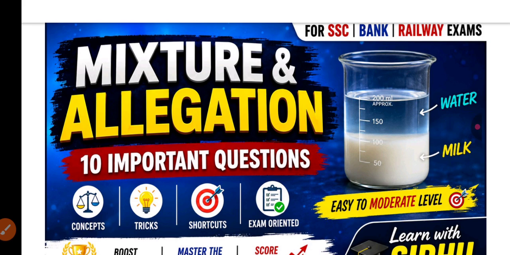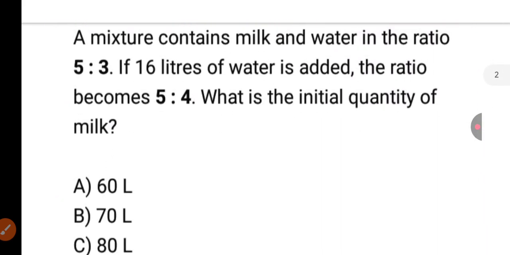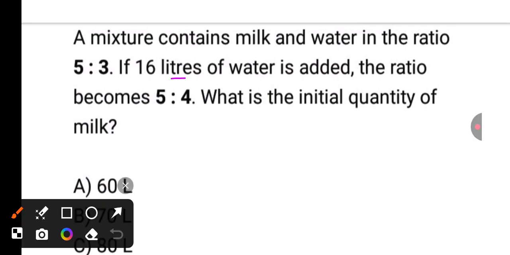Today's topic is mixture and alligation. Question number 1. A mixture contains milk and water in the ratio of 5:3. If 16 liters of water is added, the ratio becomes 5:4. The question is, what is the initial quantity of milk?